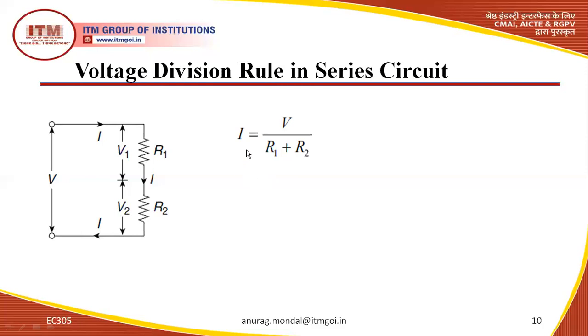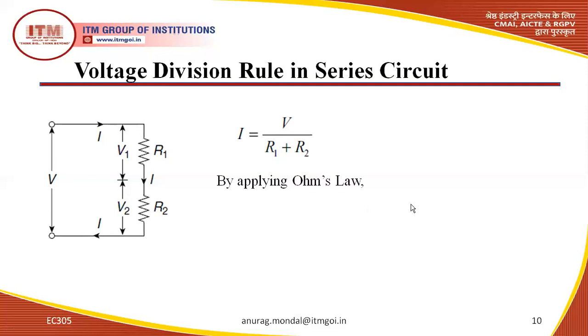Now, first of all, we have to know the value of I. That value comes from Ohm's law, that is V upon R. What is the R over here? These two are in series connection. So what will be the equivalent resistance? That is R1 plus R2.